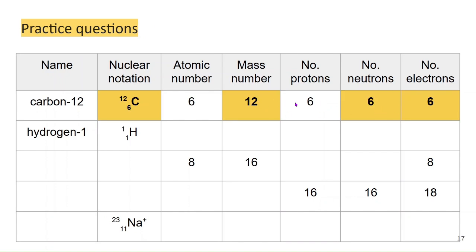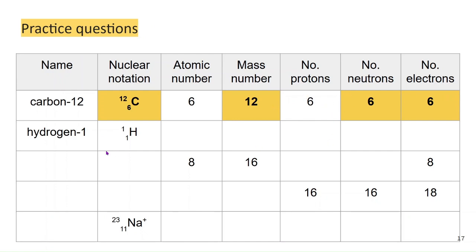And then if we want to figure out neutrons, we can do mass number minus protons, which will give us neutrons, right? Because these two add together to get this. So you can do that backwards. And because this is not an ion, it doesn't have a plus 1 or minus 1, right? The number of electrons has to be the same as the protons.